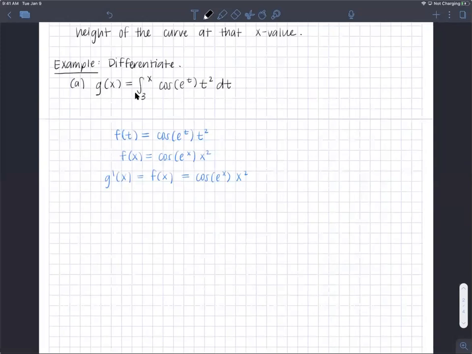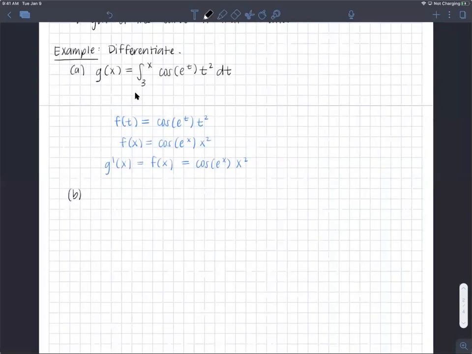All right, so let's do another one like this. If I look at part B, then I'm going to let h of x equal the integral from x to 5. So those limits are switched. That's not how I want them. Of secant of t cubed over ln of t plus 1.